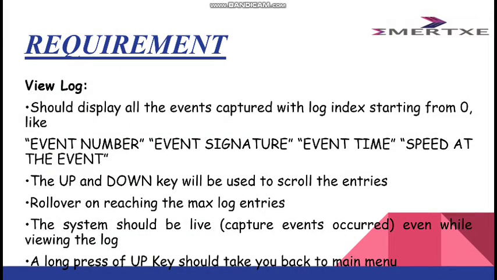View log should display all the events captured with the log index starting from 0, like event number, event signature, event time, speed at the event. The up and down keys will be used to scroll the entries. There is a rollover on reaching the max log entry. The system should be live, capturing events even while viewing the log. A long press of the up key should take you back to the main menu.